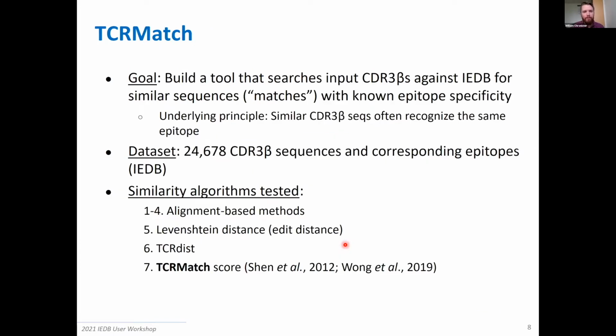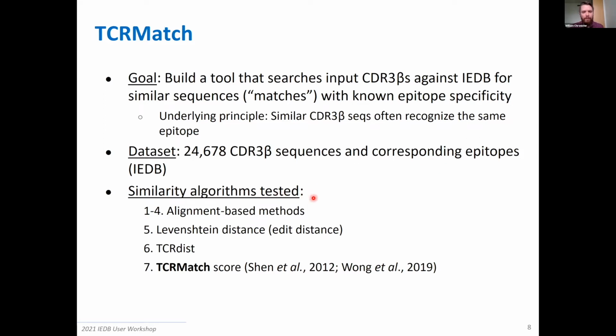So again, our goal was to build a tool that can search input CDR3 betas against the IEDB, where we have a bunch of known sequences and known epitopes. And using the principle that similar CDR3 beta sequences often recognize the same epitope, we can then generate informed, educated guesses or candidates for what the epitopes might be for your input sequences. So to do this, we gathered a data set from the IEDB consisting of 24,000 or so CDR3 beta sequences, as well as the 1 or more epitopes they were reported to be specific for.